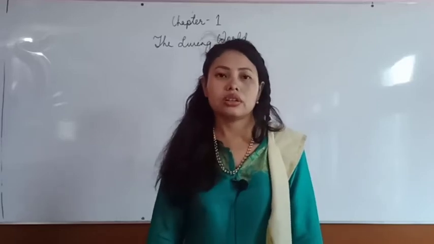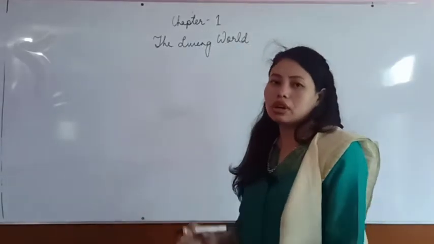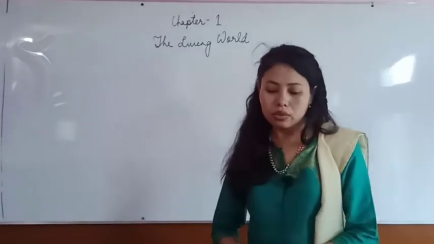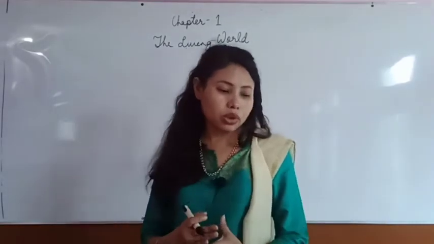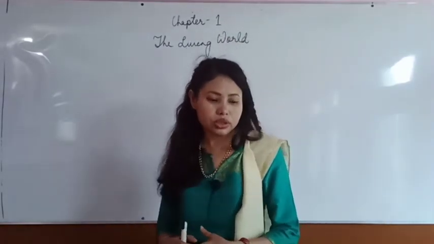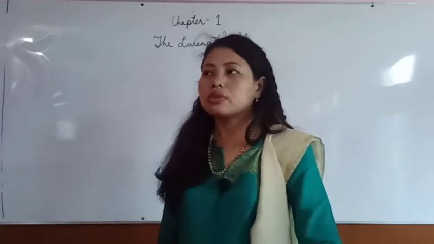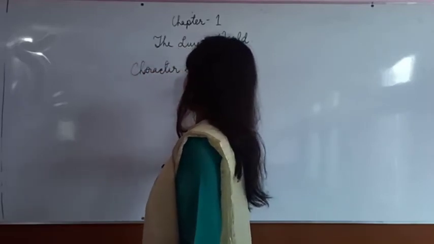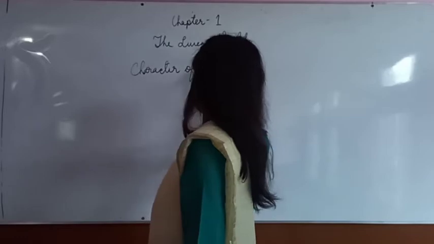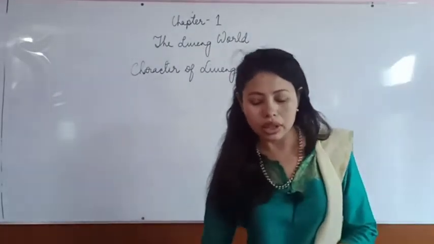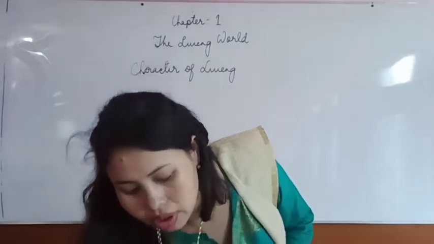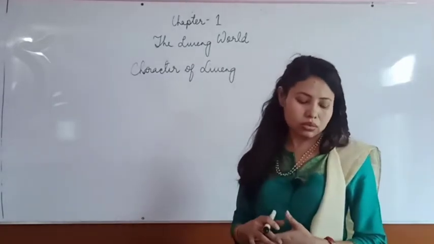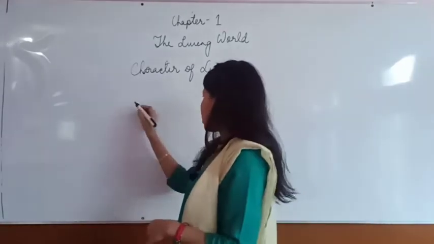Dear student, today is a continuation, part 2 of the chapter that we discussed last time, chapter number 1, Living World. Last time we talked about metabolism, reproduction and growth. All those represent the character of living. The next point that comes under character of living is cellular organization.